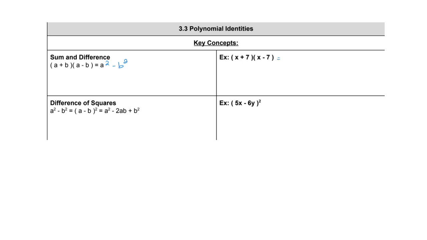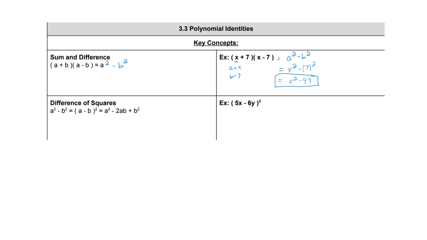Here we can label our a as our x term right here. B is 7. So if we say a squared minus b squared, then it's x squared minus 7 squared, or x squared minus 49. And that's our answer. Okay, so that's called the sum and difference. If you have the same binomial except the operation's just opposite, then your answer is going to be a squared minus b squared.